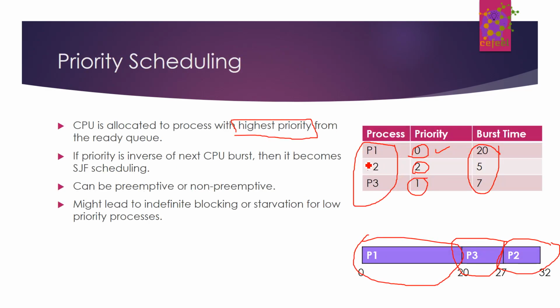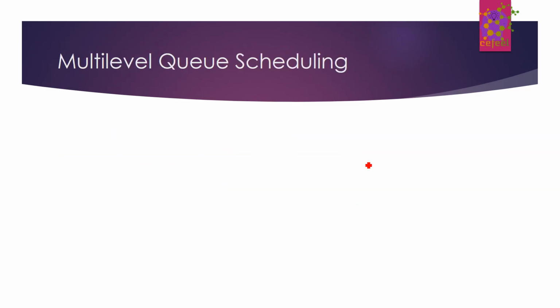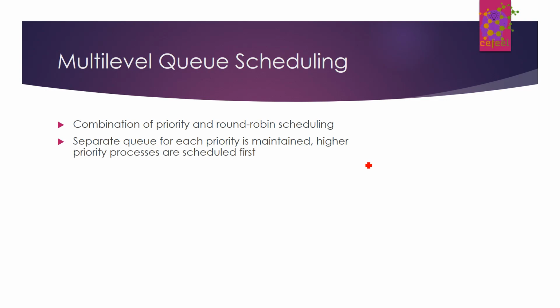To get rid of these issues that we saw with priority scheduling or the previous approaches, first come first serve or SJF, the next scheduling algorithm is multi-level queue scheduling. In fact, it takes care of both the advantages of priority scheduling and round robin scheduling. It assigns the CPU to the processes with higher priority, but there is also a separate queue maintained for each priority, so that the CPU is assigned based on time slice to each of those higher priority processes.